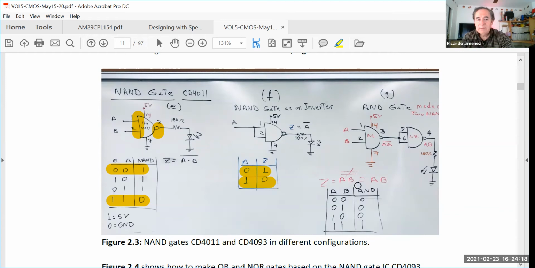If you need an AND gate, you just add an inverter at the output, and the NAND gate will become the AND gate. So the AND gate, notice when both inputs are 1, the output is 1. So all or nothing. That's the AND gate. The NAND gate is when both inputs are 1, the output is 0.